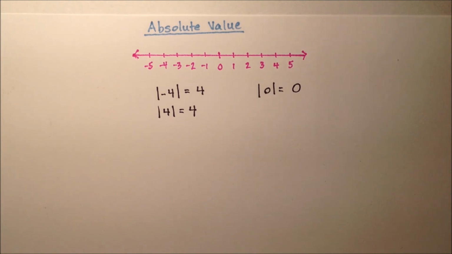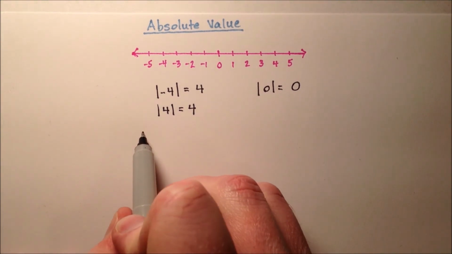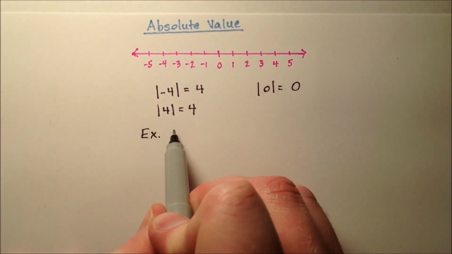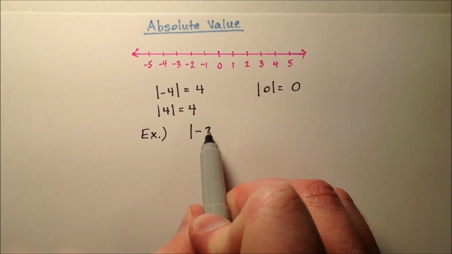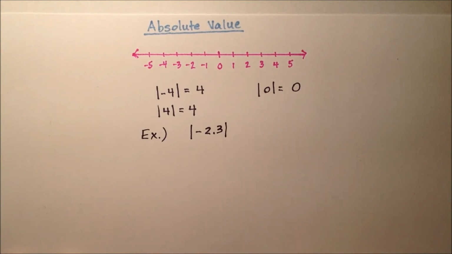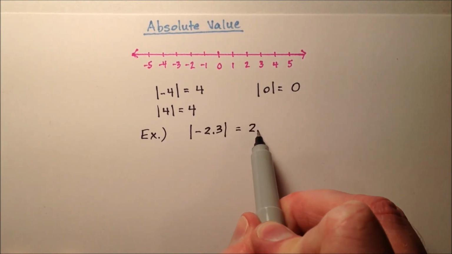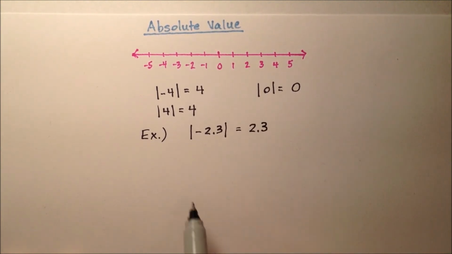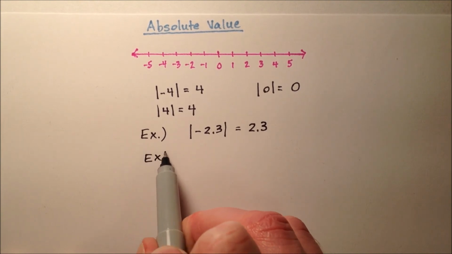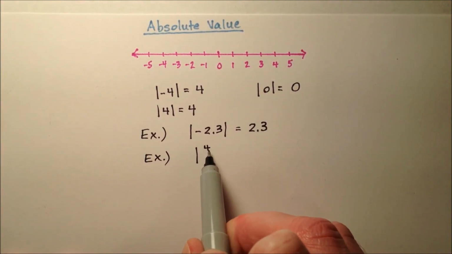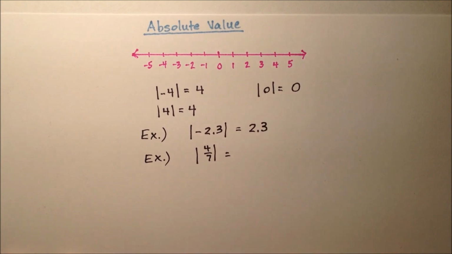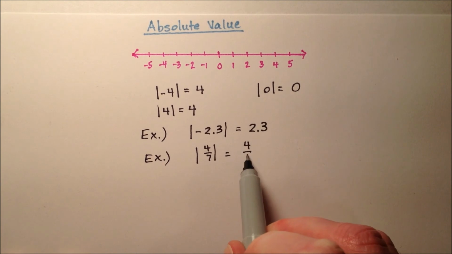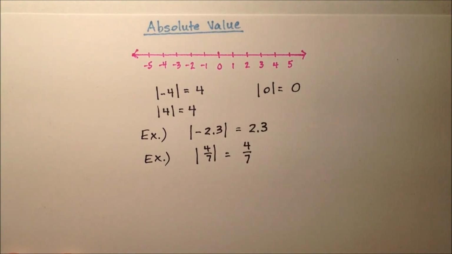So let's look at some examples. If I wanted to do the absolute value of negative 2.3, well, how many units from 0 is negative 2.3? Well, it's going to be 2.3 units away. How about if I wanted the absolute value of 4/7? How far is 4/7 away from 0 on the number line? Well, it's 4/7 of a unit away.